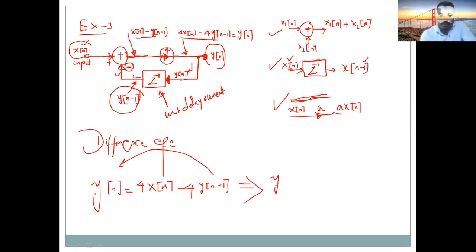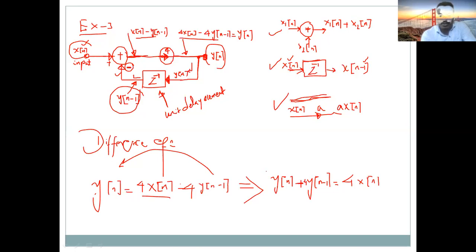So negative becomes positive. So y of n plus, now it becomes plus because this minus becomes plus. Y of, sorry, 4 times y of n minus 1 is equal to this one, with input on one side, output on one side, input on another side.